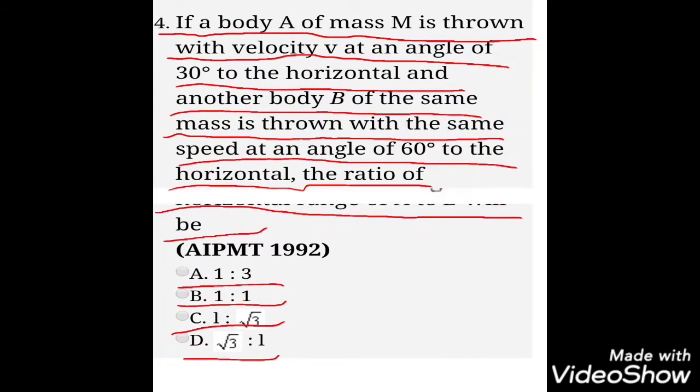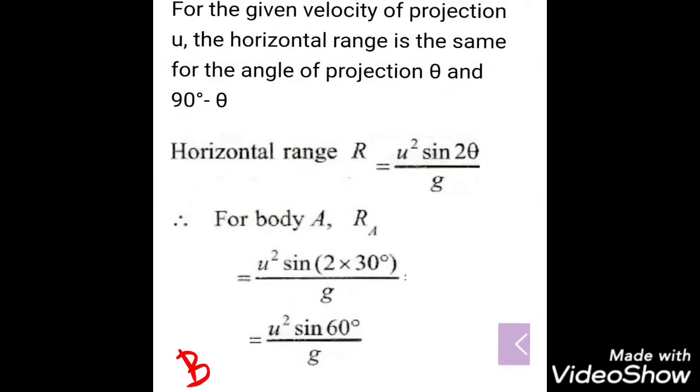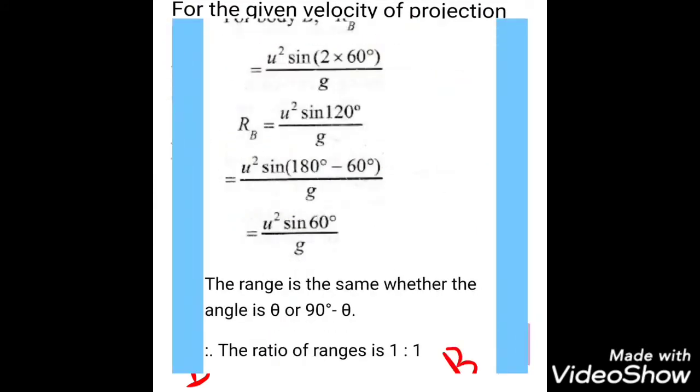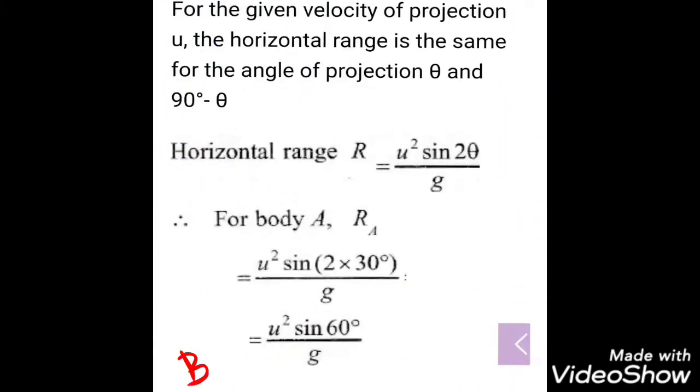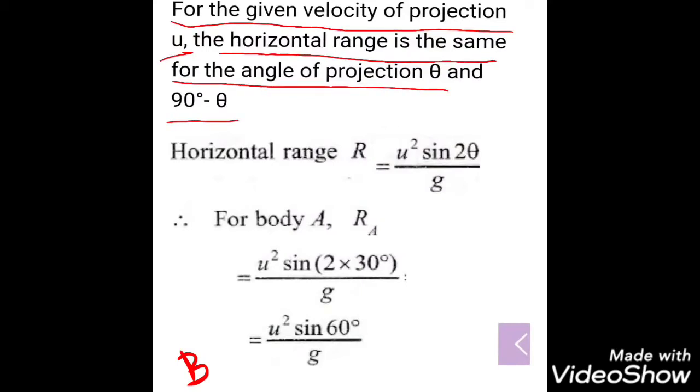So the correct option for question number 4 is actually option B, 1:1. So how are we getting the answer? We will see here. For the given velocity of projection u, the horizontal range is the same for angle of projection theta and 90 minus theta. Theta means, suppose if you take theta 30 degree, 90 minus theta means it is 60 degree. For the two angles of projection, the range will be the same. So we have to prove it.